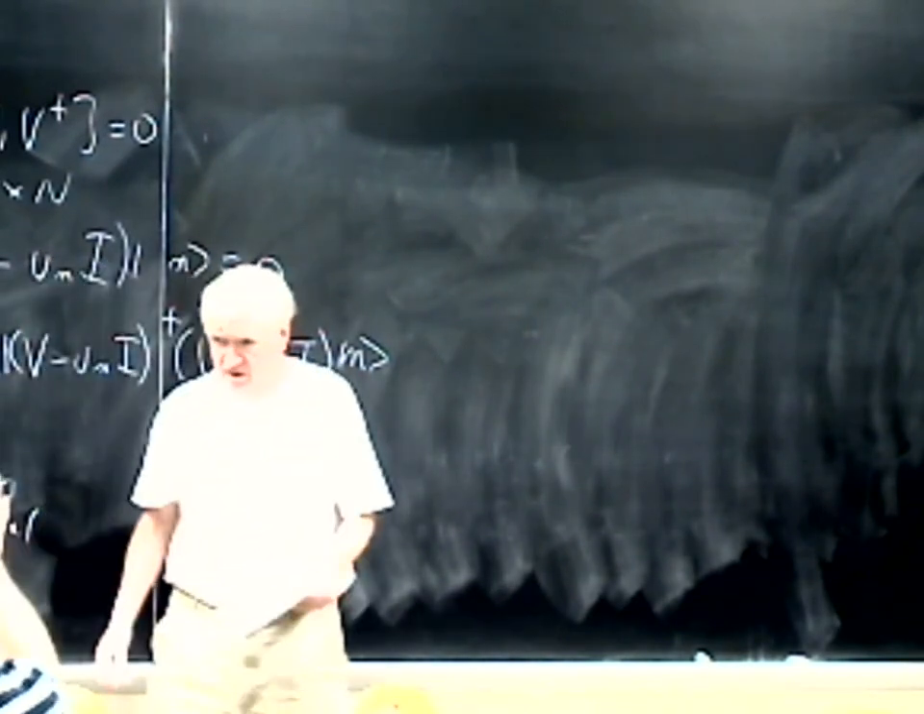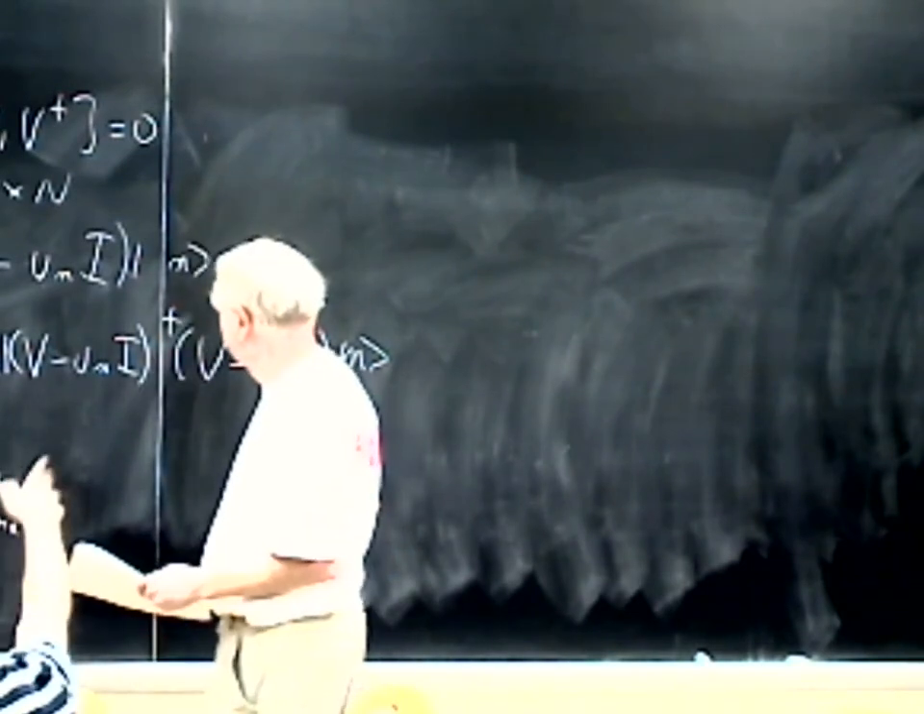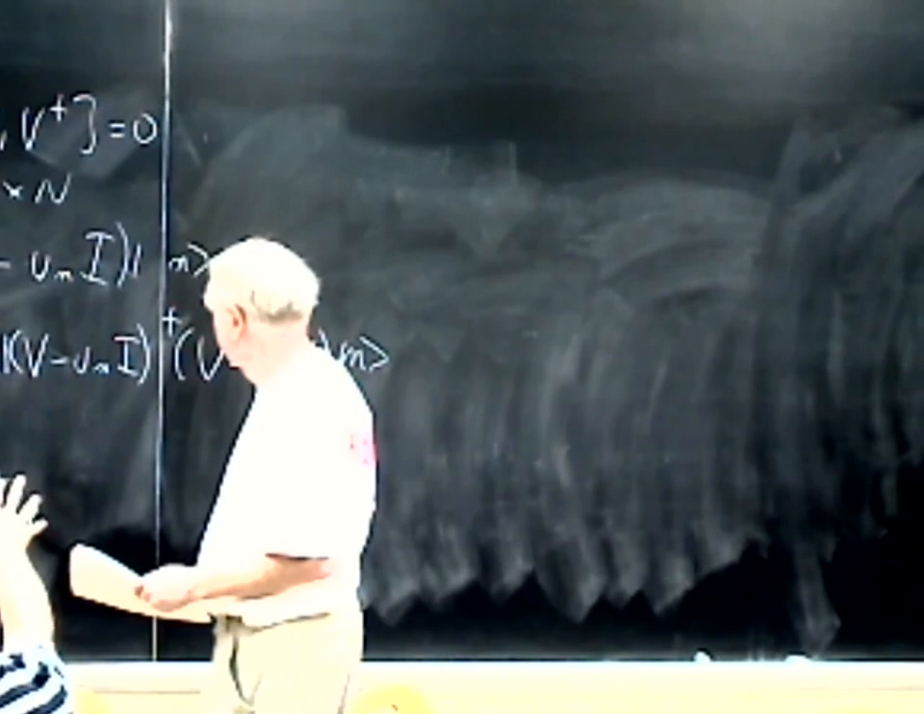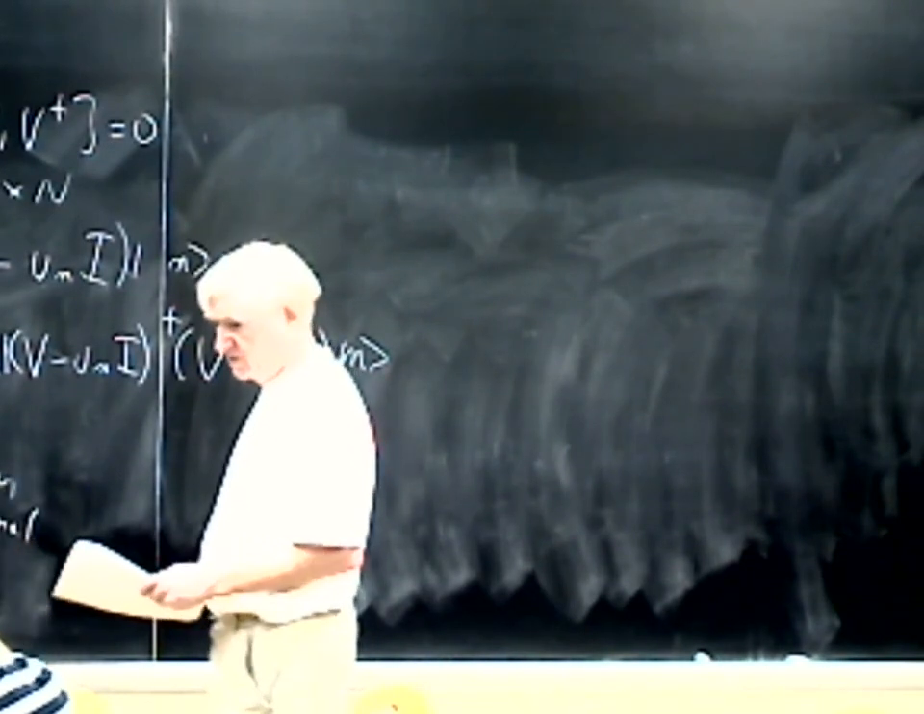Yeah. So going from V minus V_n I times n equals zero to your next step, all you're saying is because they're normal, taking the inner product of them, then that equals zero as well.